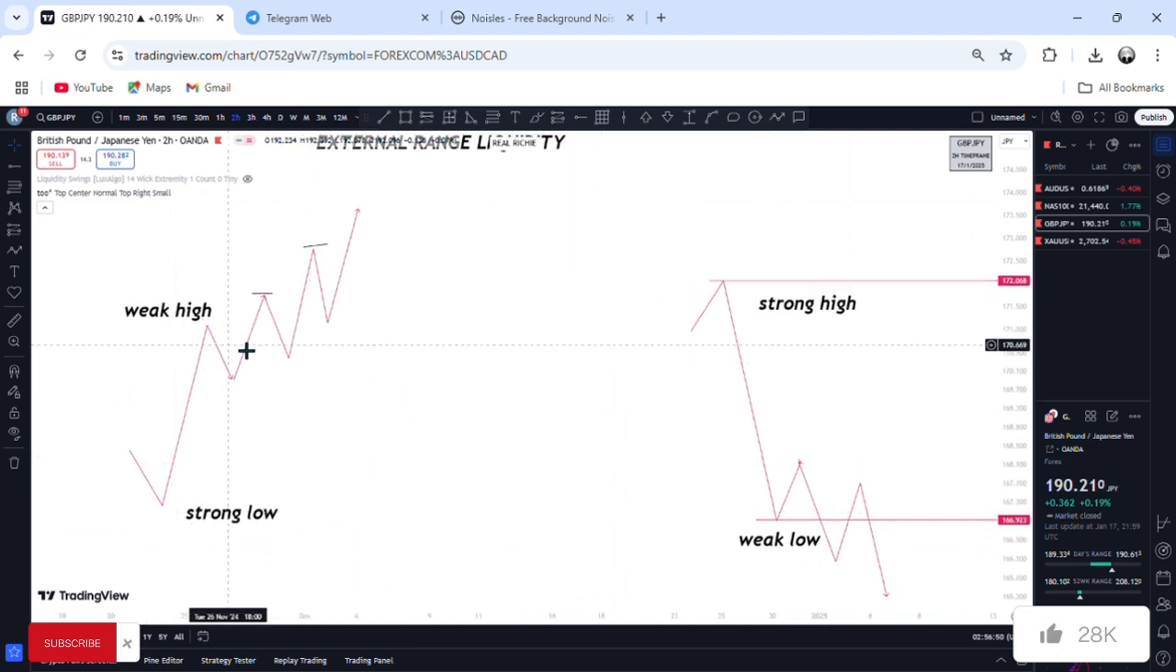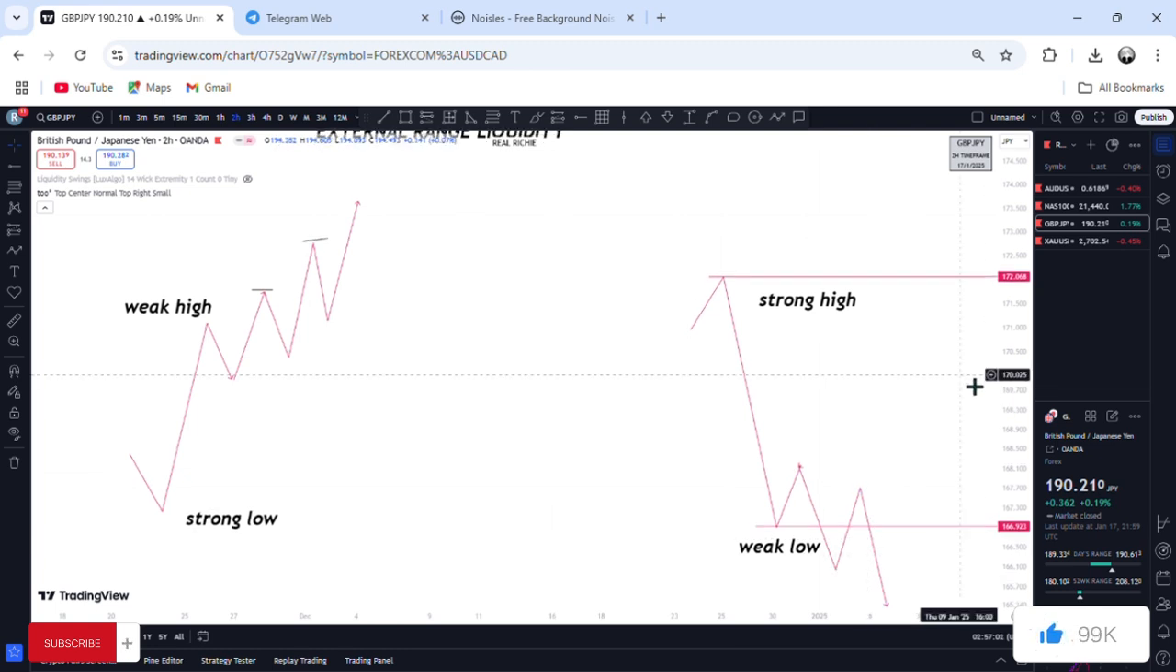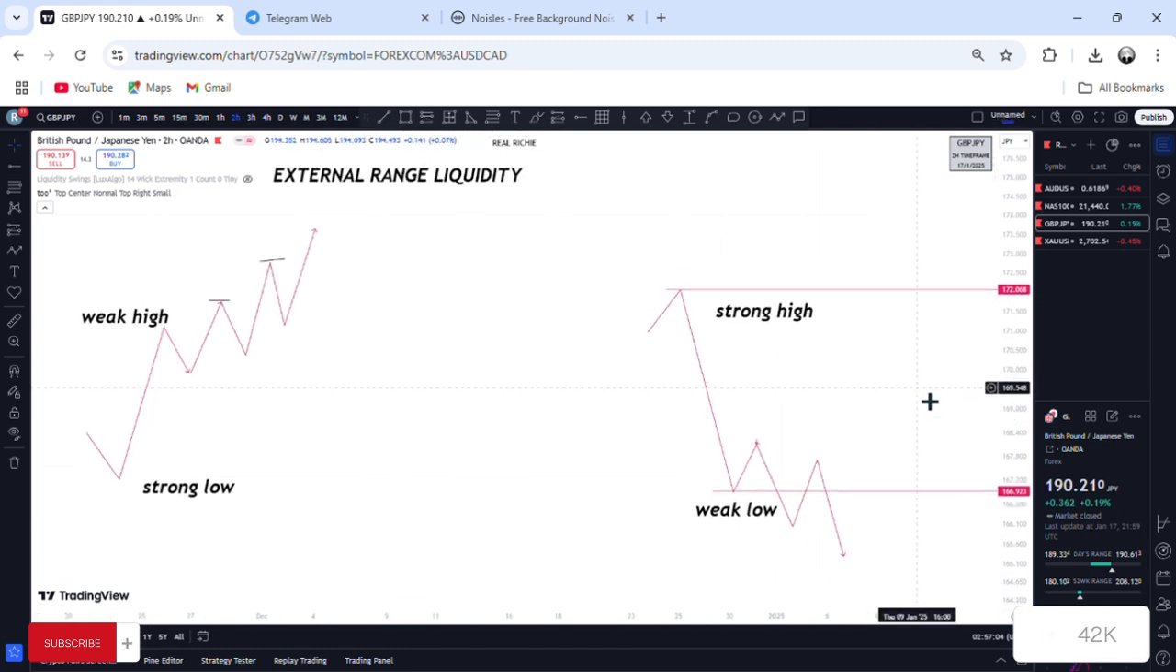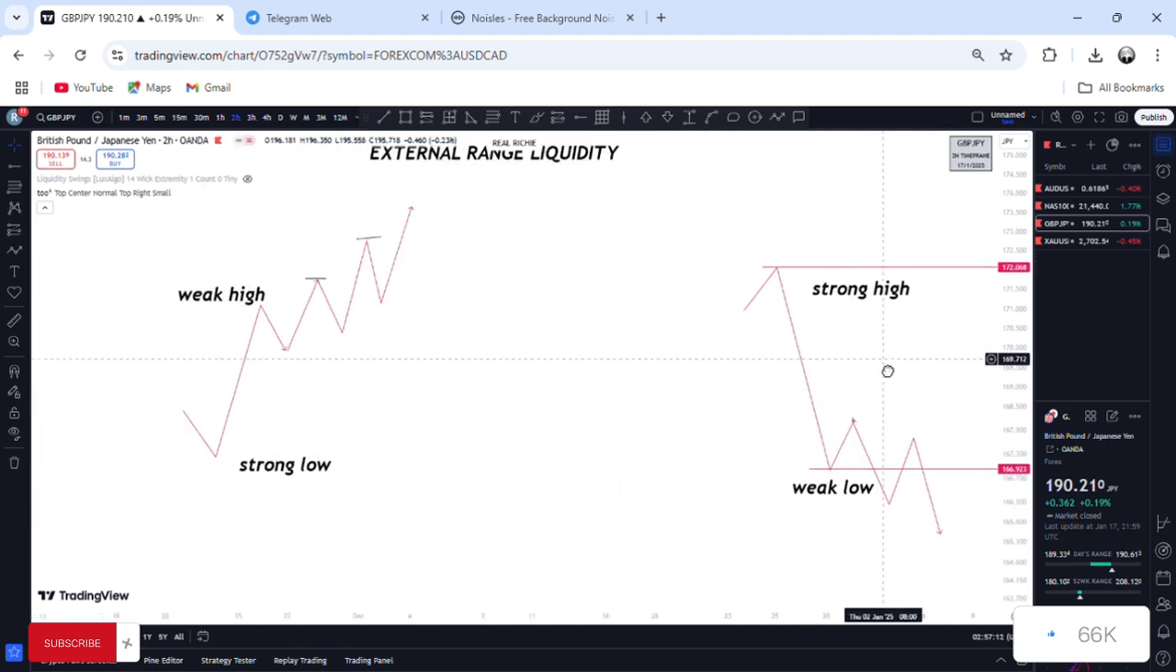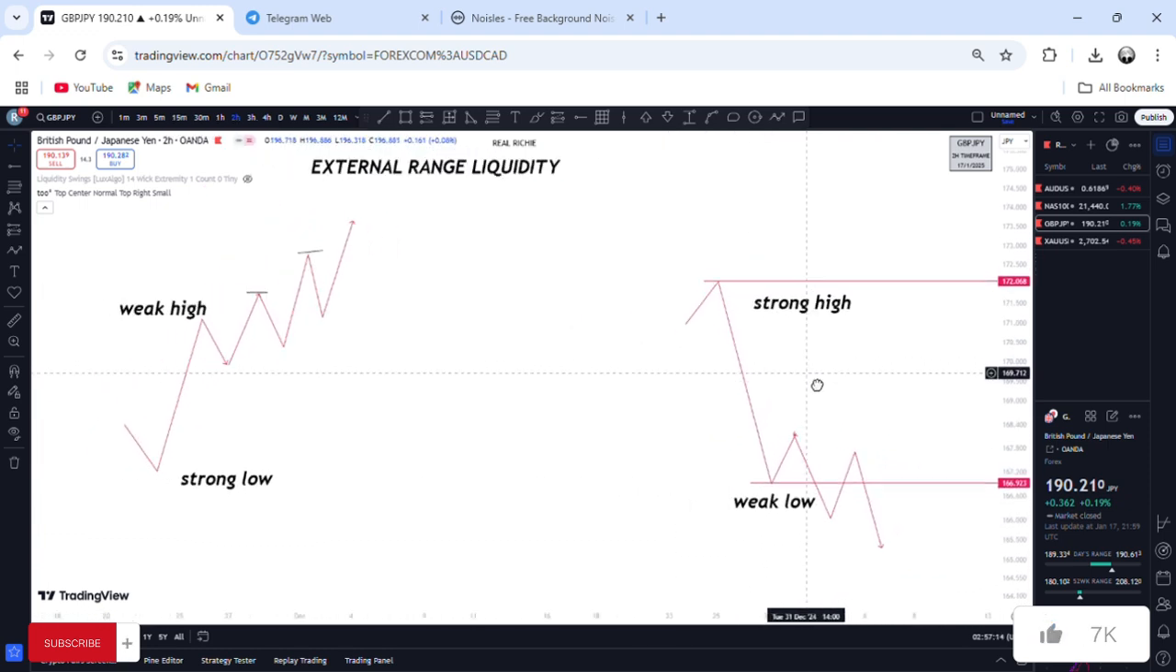You already know it's an uptrend. So price will definitely create a strong low and clear up the weak high. Strong low, clear up the weak high, strong low, clear up the weak high. And with this one too, the same thing on the other scenario. It's creating a strong high, clear up the weak low, strong high, clear up the weak low. Yeah, that's what's always happening on the market.